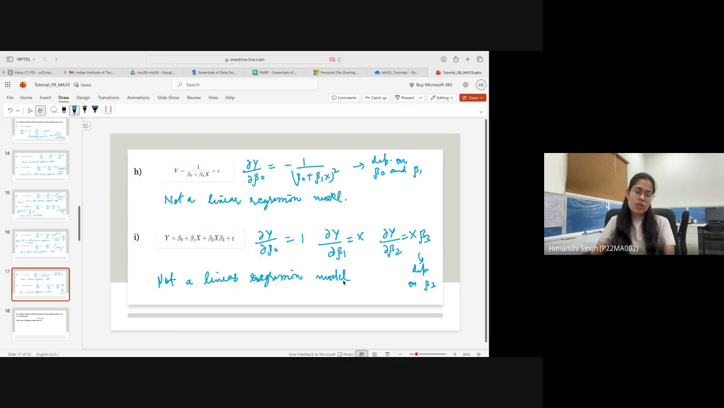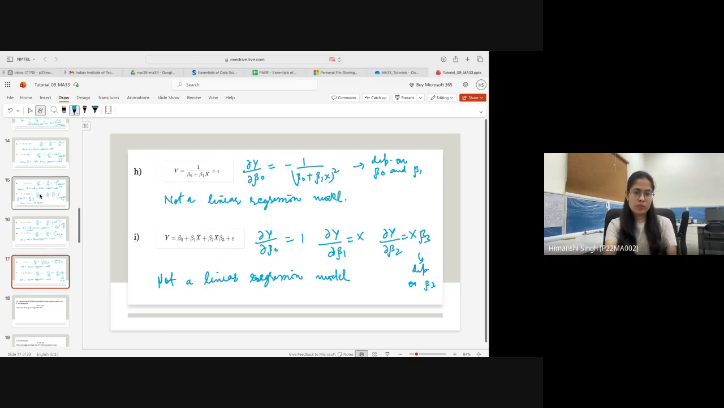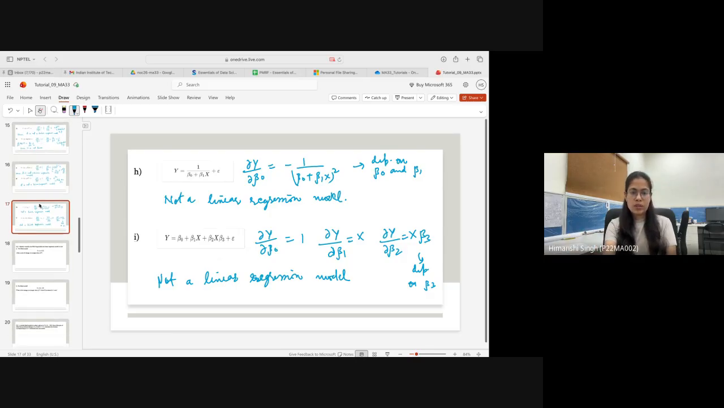Fine. So this way, I have taken many questions on this. I think this concept is clear, how we say whether a model is a linear regression model or not. If there is some doubt regarding this question, then you may ask.